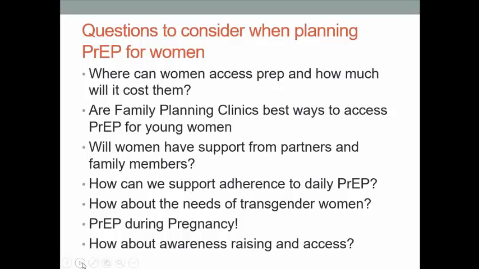Another important issue to consider is PrEP in pregnancy. Does PrEP work in pregnancy? I think information given to women about PrEP during pregnancy needs to be consistent, and it's important to make sure that providers are not giving confusing information about PrEP in pregnancy, as is often the case. And the other issue to consider is awareness raising, as I've already said, that not many women know about PrEP, as well as where they can access it.